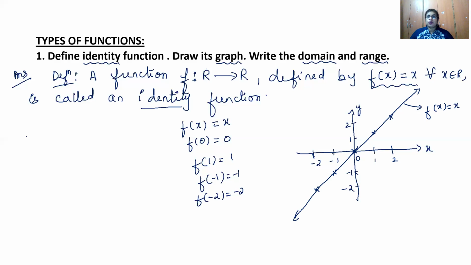Next, what we are left with is to write the domain and the range. So domain in these types of functions is always the real numbers. So domain is equal to R. What about the range? Here, whatever number you give, the same number is coming out. That means if you are giving all real numbers, what should be the range? All real numbers only. So domain is also R here and range is also R. Hope you have understood the first type of function.